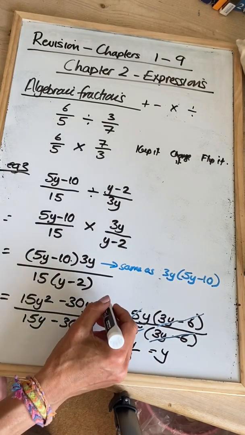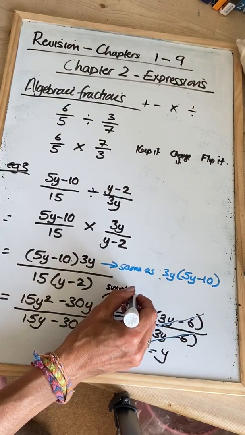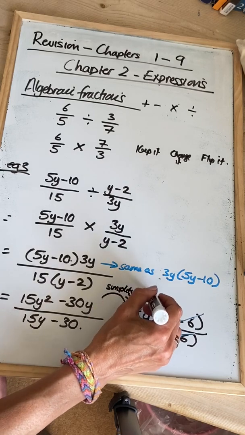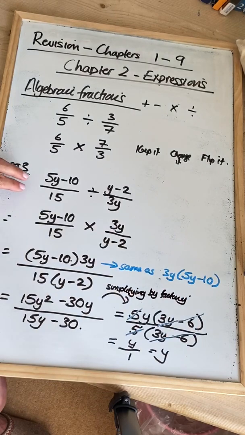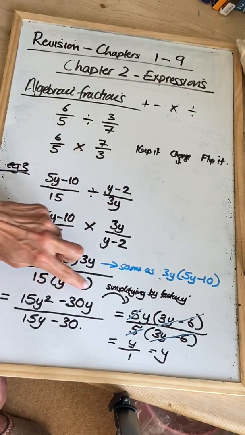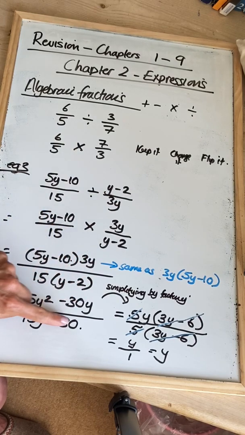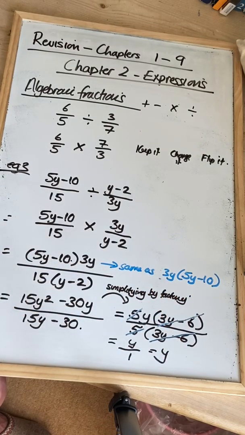So very last stage, this is simplifying by factorising. I've done my division calculation by keeping it, changing it, flipping it. I've multiplied out. When I've multiplied out, I've realised that I've got some common factors on the top and the bottom. So I've factorised and then I've simplified.